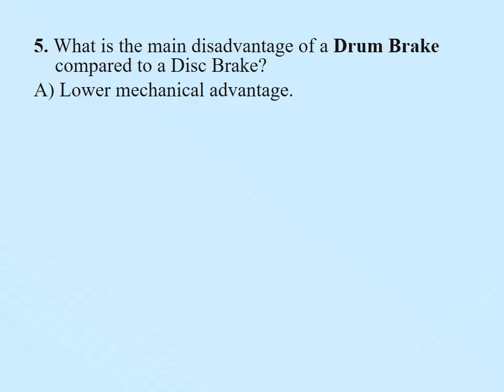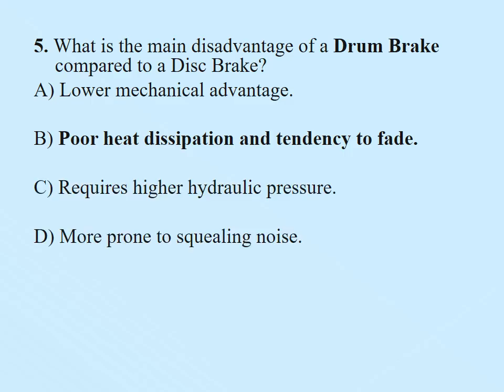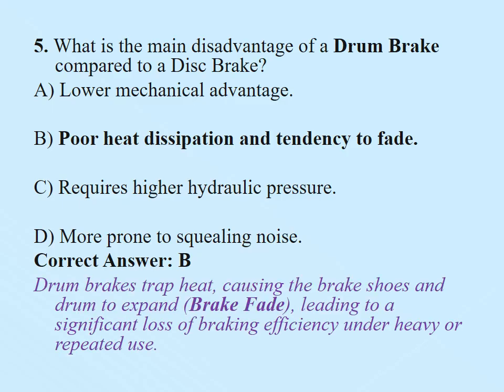Question 5. What is the main disadvantage of a drum brake compared to a disc brake? Option A. Lower mechanical advantage. B. Poor heat dissipation and tendency to fade. C. Requires higher hydraulic pressure. D. More prone to squealing noise. Correct answer is B. Poor heat dissipation and tendency to fade. Drum brakes trap heat, causing the brake shoe and the drum to expand, leading to a significant loss of braking efficiency under heavy or repeated use.